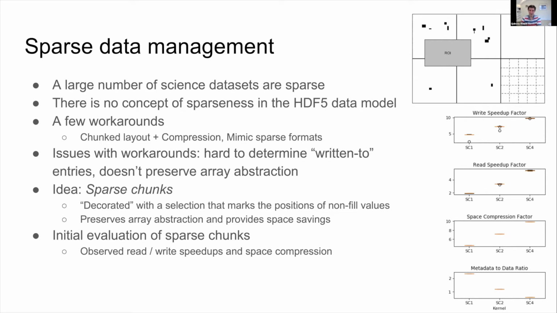And we can completely eliminate storing any of the other data in the chunk at all. And this nicely preserves the array abstraction. It provides all the space savings that we'd really like to have here. And we've prototyped this at a high level, not necessarily down at the low level inside the library where it eventually will reside. And you can see very nice read and write speedups and space compression.